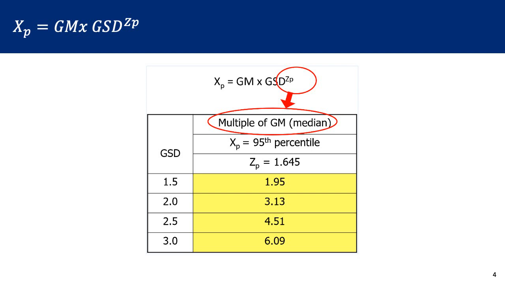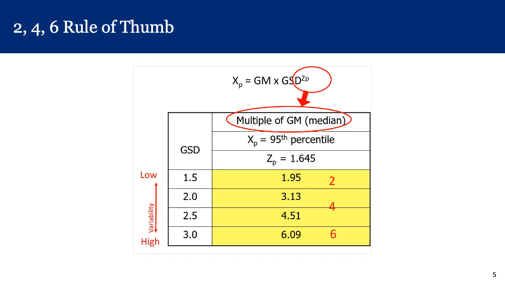So the rule of thumb, I call it the 2, 4, and 6 rule of thumb. For a low GSD, the 95th percentile is 2 times the geometric mean. For a moderate GSD, the 95th percentile is 4 times the geometric mean. And for a high GSD, the 95th percentile is 6 times the geometric mean. And that is shown in this slide. So 2, 4, and 6, this is what we need to remember.